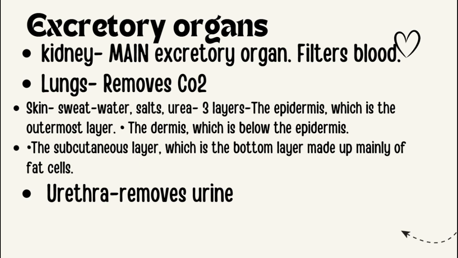Okay, so basically now as it relates to excretory organs, the main organ that we're really focusing on is the kidney. The kidney is the main excretory organ, and it is what filters out the blood and allows the waste to pass out through the urine. Even though the kidney is the main excretory organ, we also have other organs within our bodies that excrete different things.